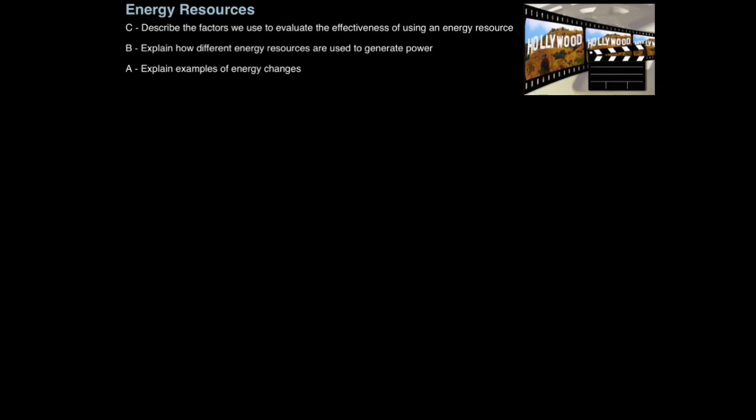In this lesson, we're going to look at energy resources. The first aim is to describe the factors we use to evaluate the effectiveness of using different energy resources, then explain how different energy resources are used to generate power, and then explain examples of energy changes that we would link to each energy resource. I will deal with these two aims simultaneously.